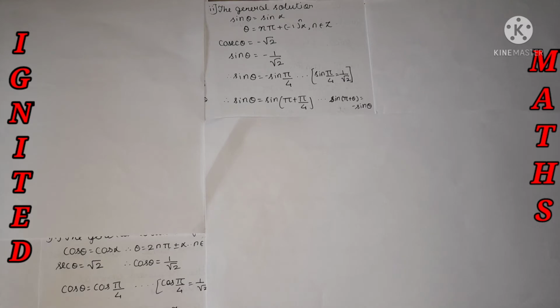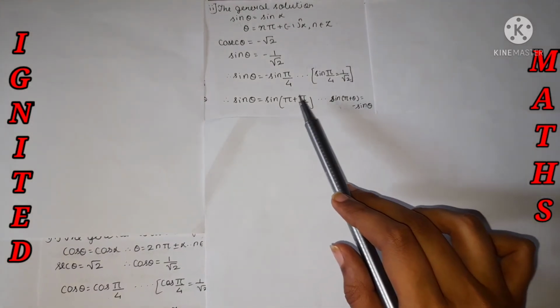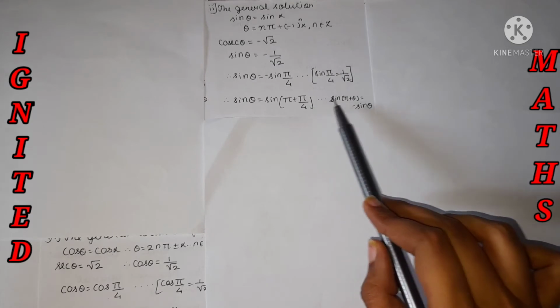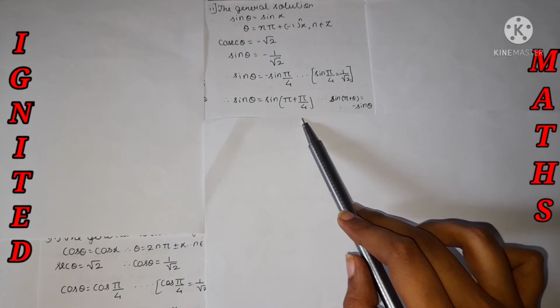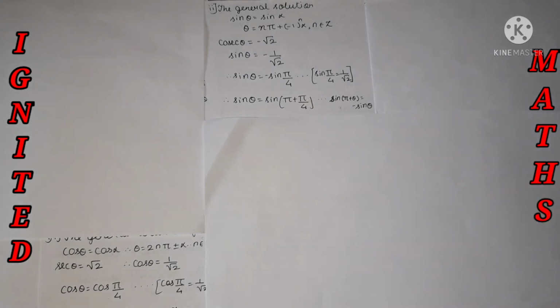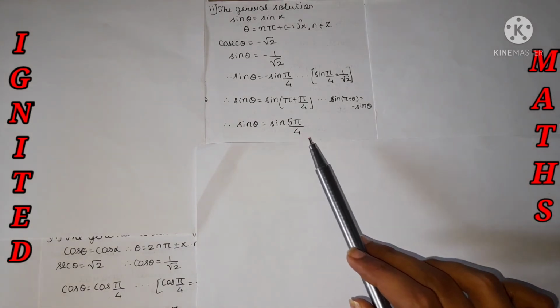By the trigonometric function of the allied angles, sine of pi plus theta, we will be getting the answer as minus sine theta. So theta is represented in the form of pi by 4. So sine of pi plus pi by 4, we will be getting the answer as minus sine pi by 4, that is nothing but minus 1 by root 2. So the general solution is sine 5 pi by 4.